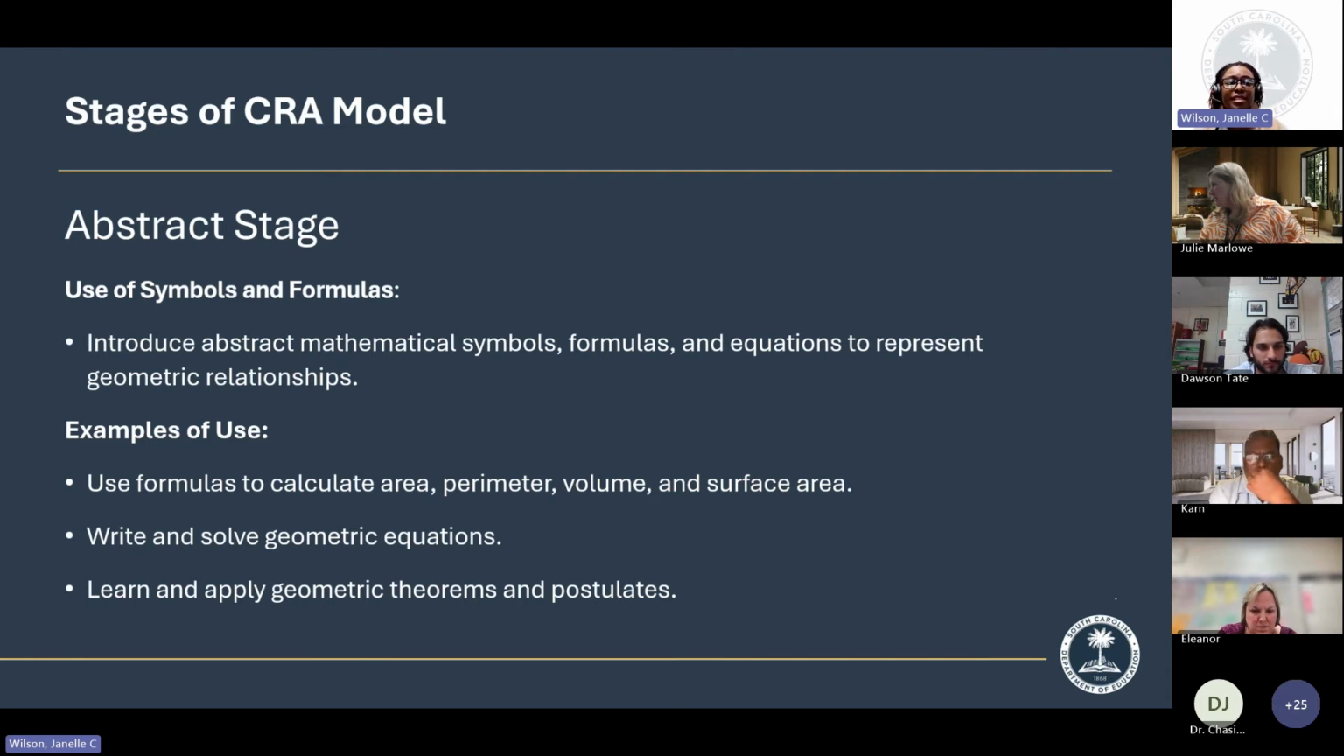So again, examples of use. You hit the nail on the head. Using formulas to calculate area, perimeter, volume, and surface area. Writing and solving geometric equations. Learning and applying geometric theorems and postulates.